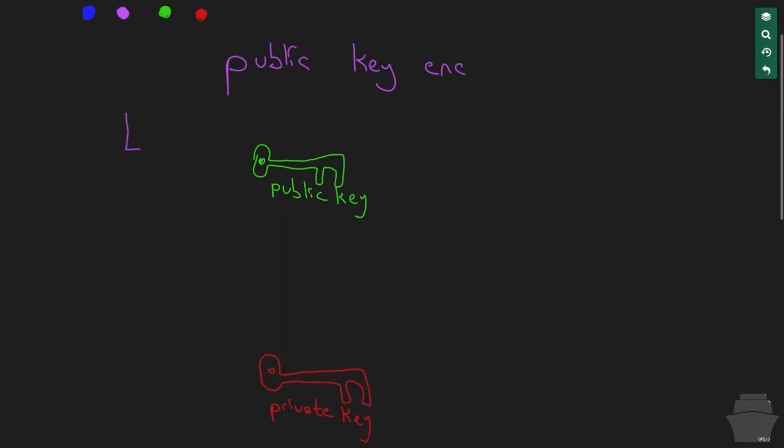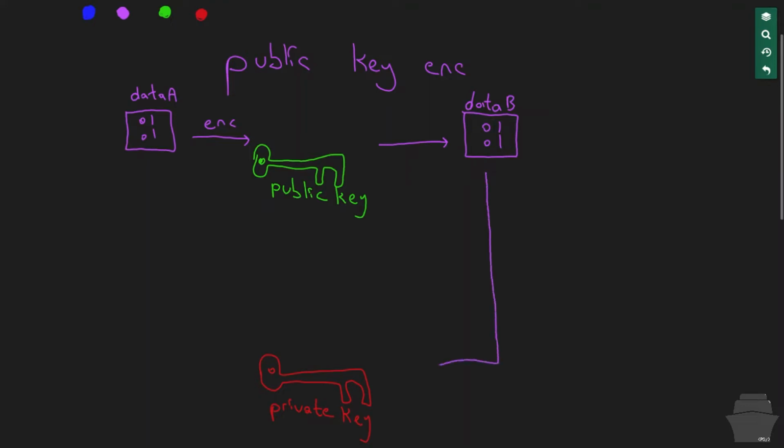Suppose we have a data called data A, 0101. We can encrypt this data A by using our beautiful public key. And now we have an encrypted data, right? Let's call it data B. Alright guys, what am I going to do with this data B? If I want to decrypt data B, then I must use our private key. Once we decrypt it, we have our data A.